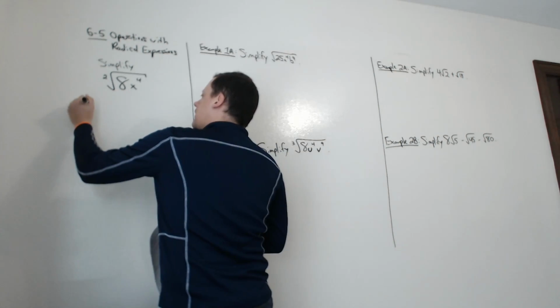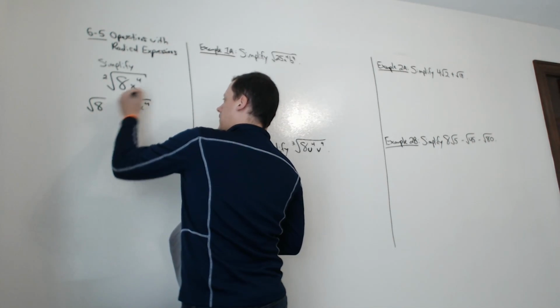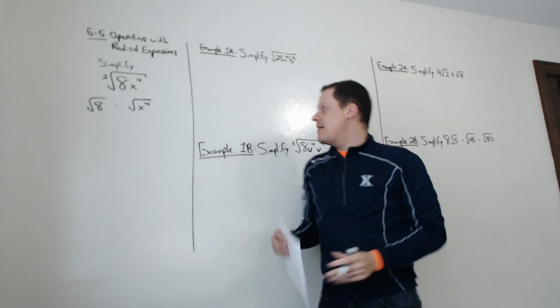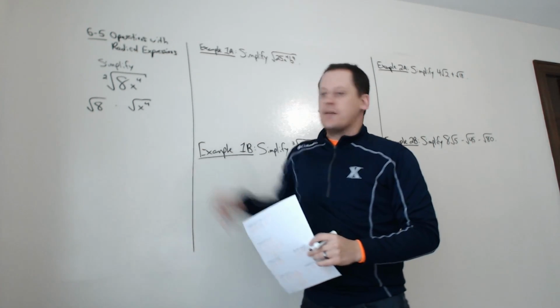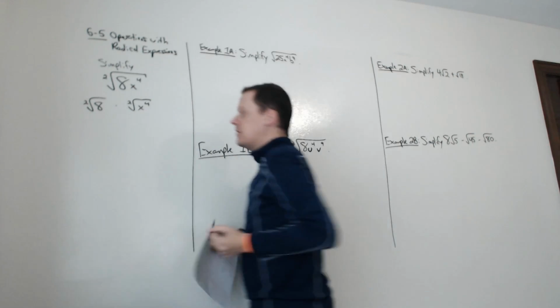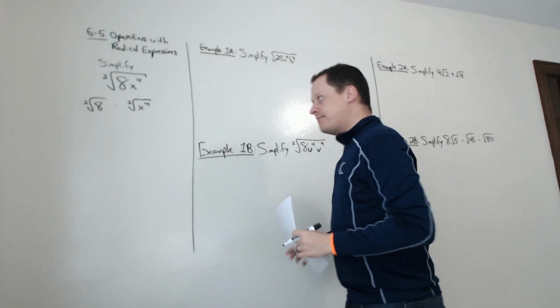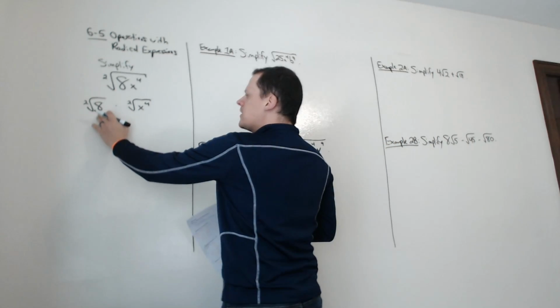And we've been told that we can break this up. We can just multiply the square root of 8 times the square root of x to the fourth power. I'm going to put my little index there on both of those roots. They're both 2. And we're going to deal with each of these separately.